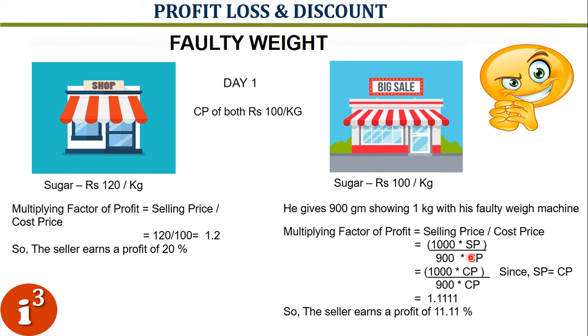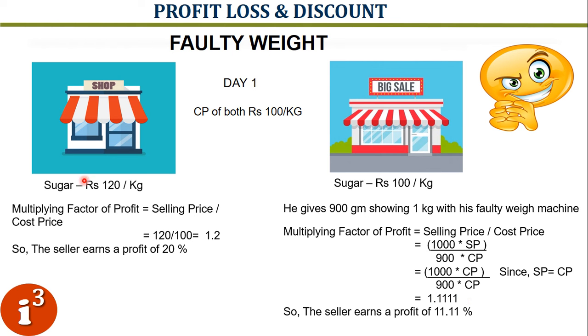Now, because in this problem it is given that selling price and cost price are both the same, you can replace selling price by cost price. So 1,000 into CP by 900 into CP. So this 1,000 by 900 means 10 by 9, you know, it's 1.1111, meaning 11.11% is what the seller actually earns as profit. Because we calculated the multiplying factor, we're not directly calculating profit by cost price, that will be a lengthy process. Rather, selling price by cost price. That means the seller earns a profit of 11.11%.